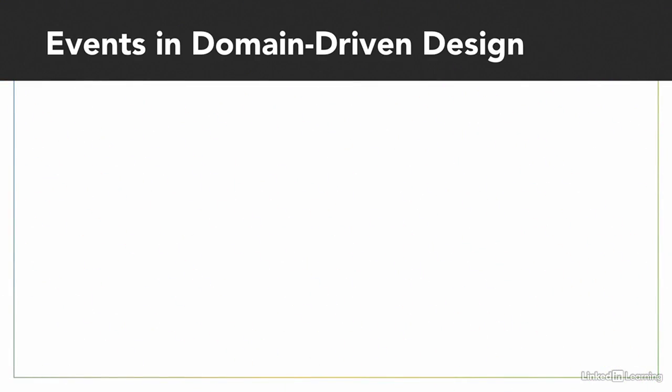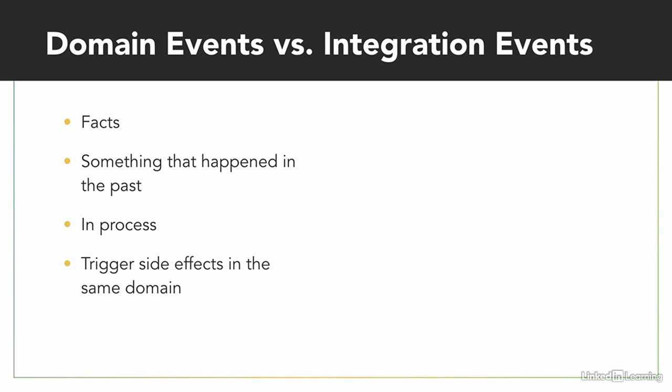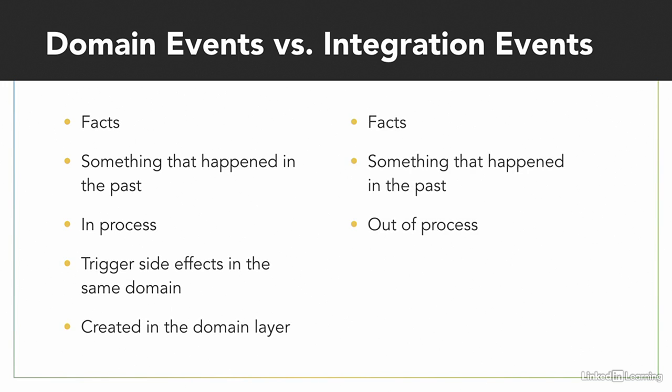There are two other concepts that I'd like to discuss: domain events and integration events. Both of them are essential topics in domain-driven design, and we use them a lot in the companion code of this course. Both domain and integration events represent facts in the domain logic. In other words, something that happened in the past, something unchangeable. The difference is in the way that we handle those events. For instance, domain events are handled in process and trigger side effects in the same domain, whereas integration events are handled out of process and trigger side effects in a different domain.